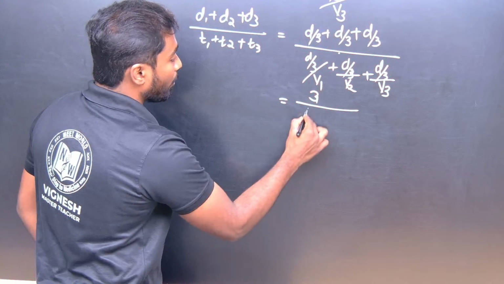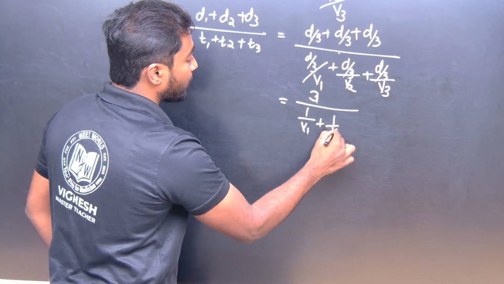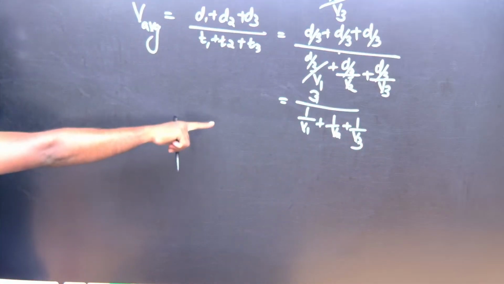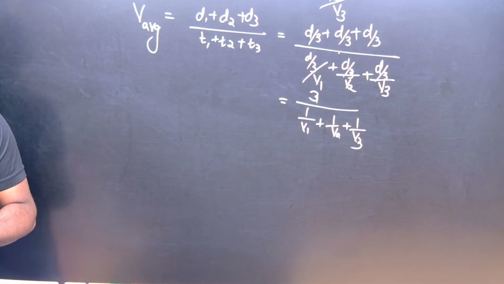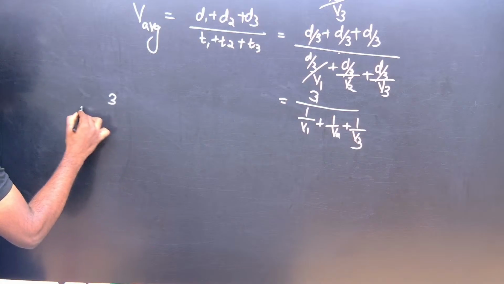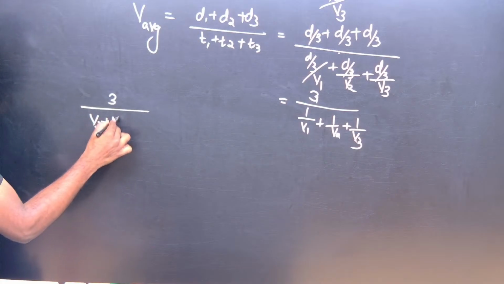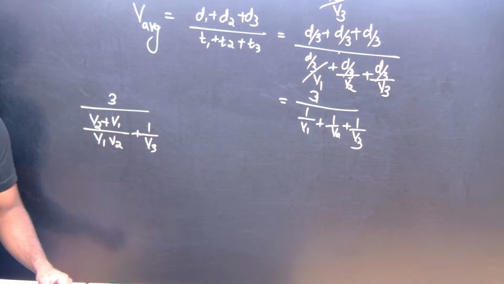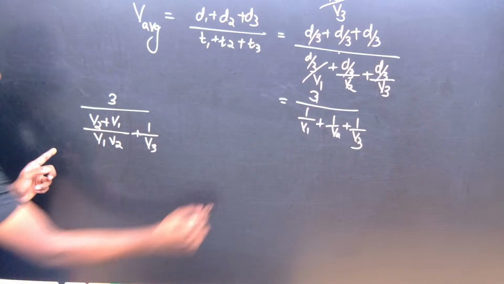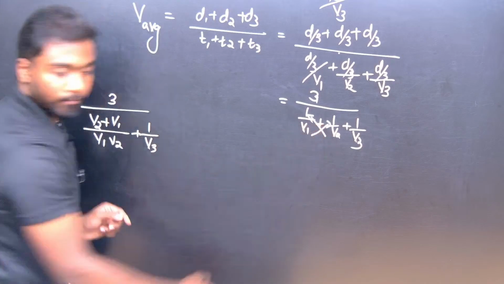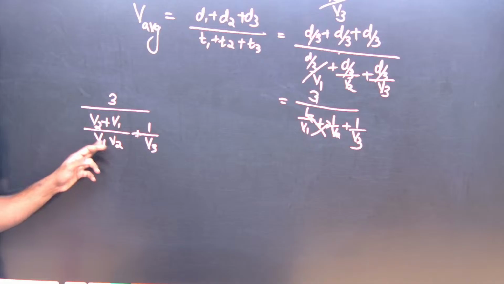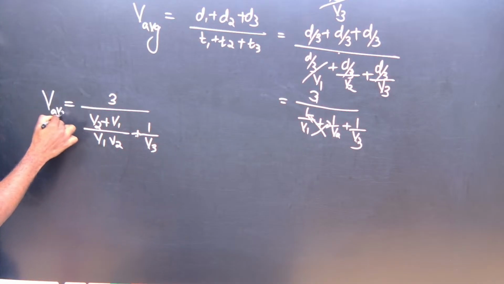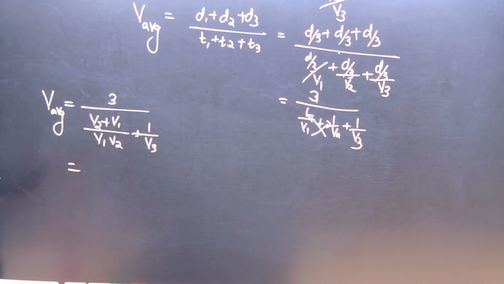So 3 by 1 by v1 plus 1 by v2 plus 1 by v3. I will write here now. So 1 by v1, 1 by v2. Can I take LCM now? What will happen? 3 by v2 plus v1 by v1 v2 plus 1 by v3. Correct, no? Cross multiplied. v2 plus v1 by v1 v2 plus 1 by v3. This is v average. So again I can take LCM.